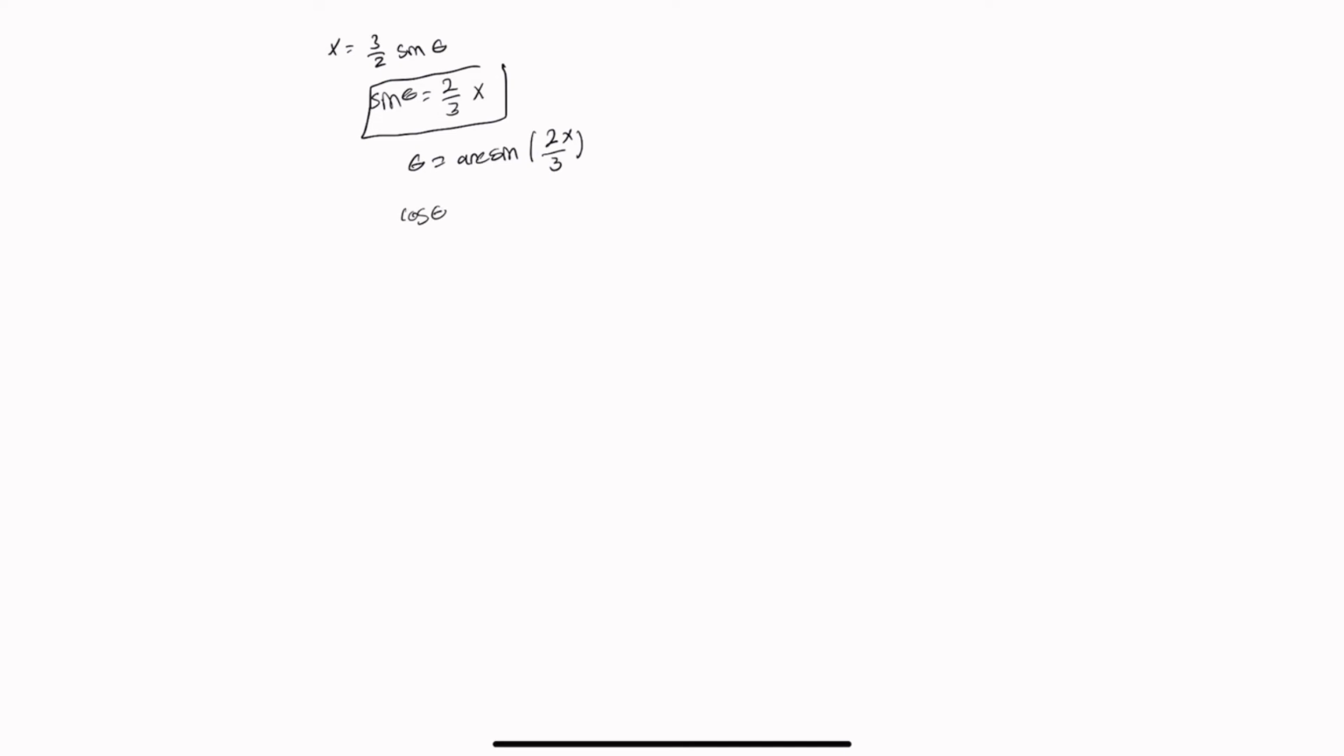Now we want to solve for cosine of theta. To do that, we're going to use a right triangle. This is our right triangle. I'm going to use sine of theta, so that's going to be 2x over 3. And remember, this is opposite over hypotenuse. This is theta, so the opposite is going to be 2x, and the hypotenuse is going to be equal to 3. And remember that cosine of theta is adjacent over the hypotenuse. So we want to find the adjacent, which is this. So I'm going to call the adjacent equal to y. So it's going to be y over the hypotenuse.